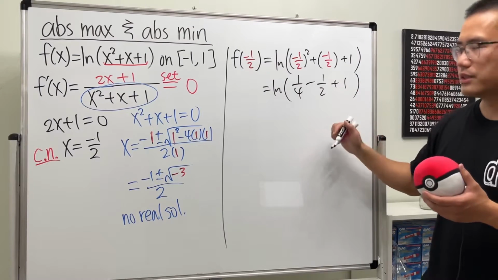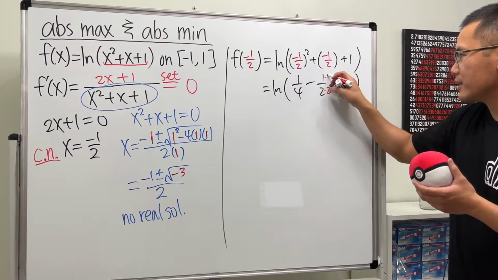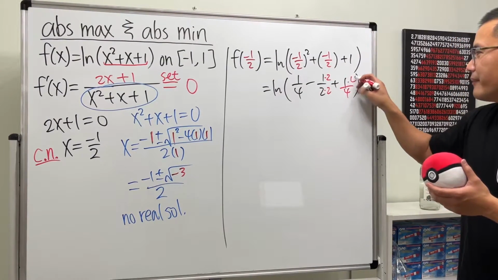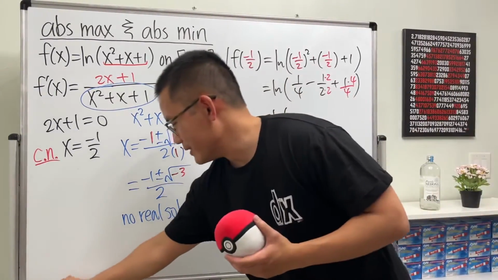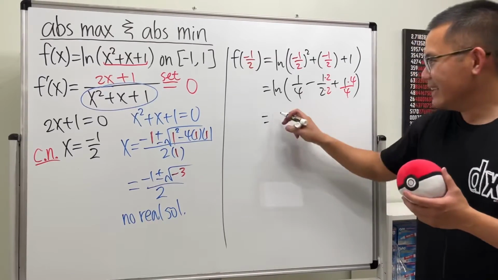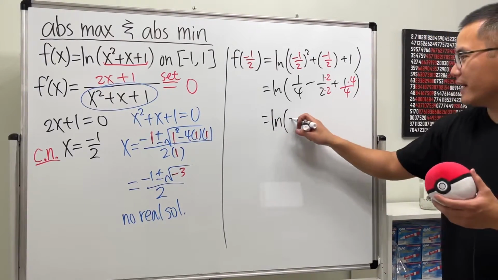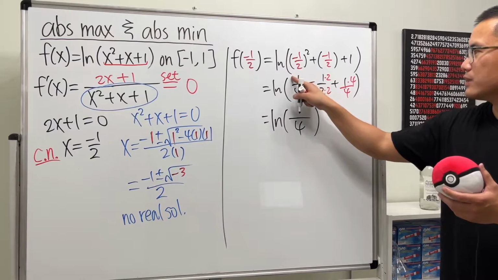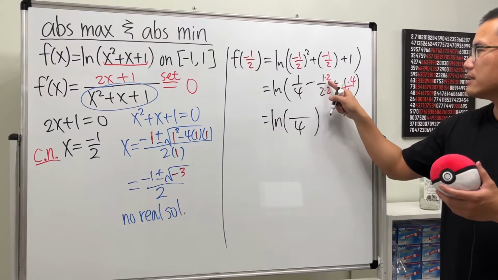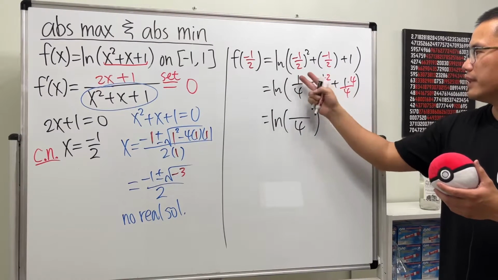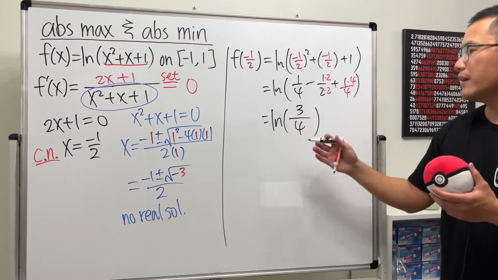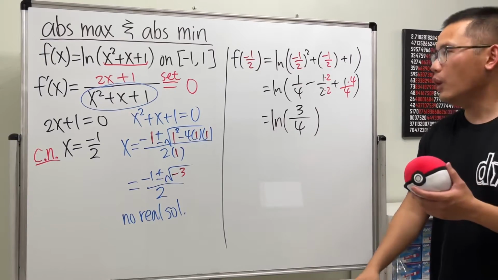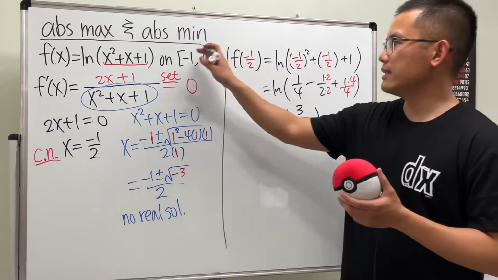And then let's just get a common denominator. Do the good old business. And then this is ln of, this is a horrible ln, sorry. This is ln of, okay, 4 on the bottom. This is 1 minus 2, which is negative 1, but plus 4, which is 3. So we have ln of 3 over 4. Okay, and then let's plug in negative 1 and 1.